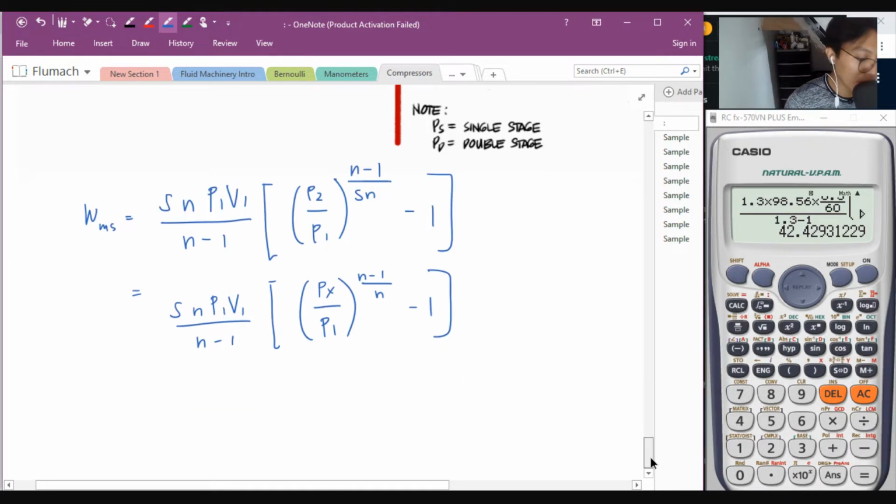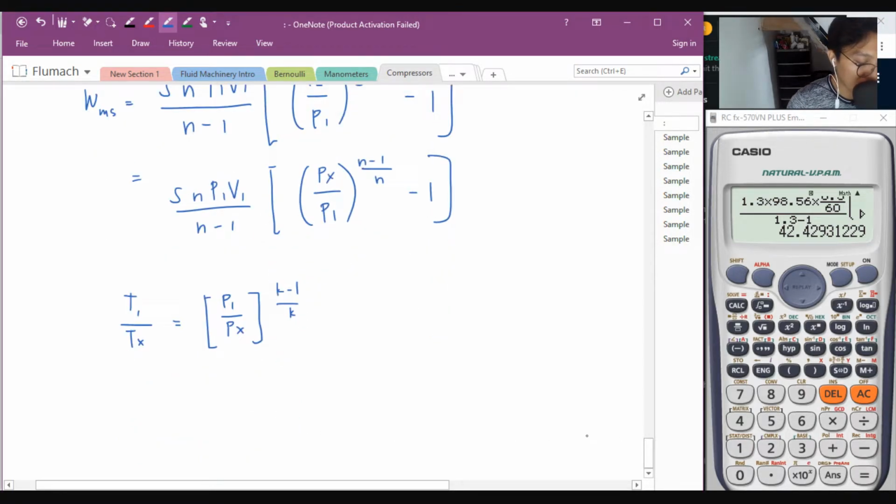Now, how will you get yung PX? Dito mo kukunin yung PX niya sa intercooler. Kasi, bago ka pumunta dun sa second stage mo, magi-intercooling yan. Okay? So, T1 over Tx equal to P1 over Px raised to K minus 1 over K. Pwede mo rin makuha yung Px for general form.